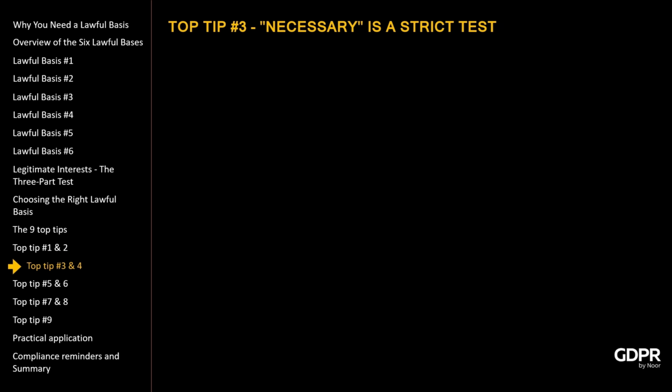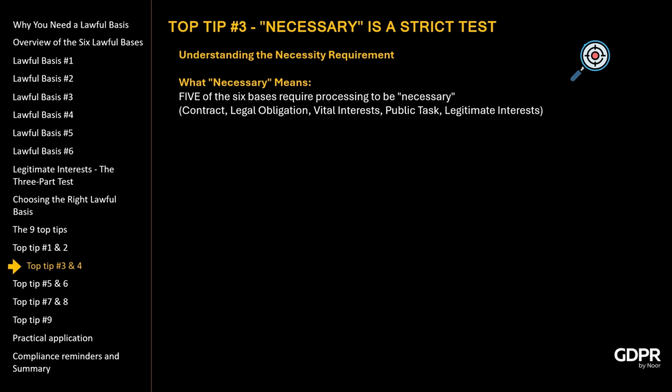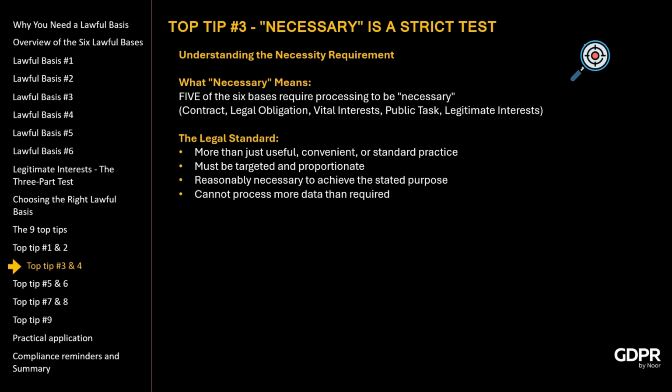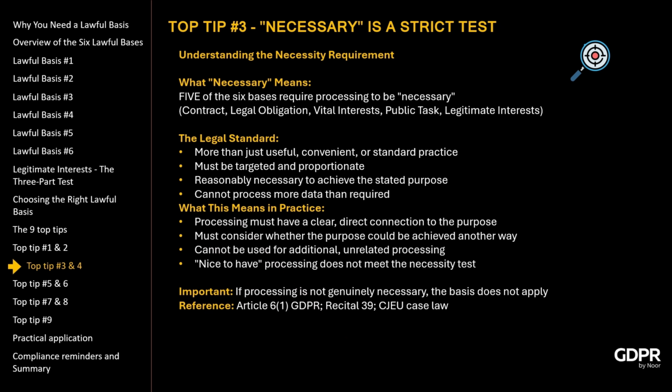Tip 3. Necessary means necessary. Focus on the keyword in Article 6: necessary. Five of the six lawful bases rely on it, and it has a strict legal meaning. Necessary doesn't mean useful, convenient, or standard practice. It means processing must be targeted, proportionate, or genuinely required to achieve your purpose. There must be a clear, direct link between the processing and the purpose.